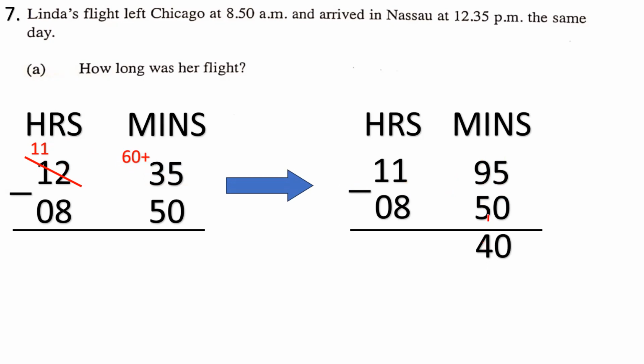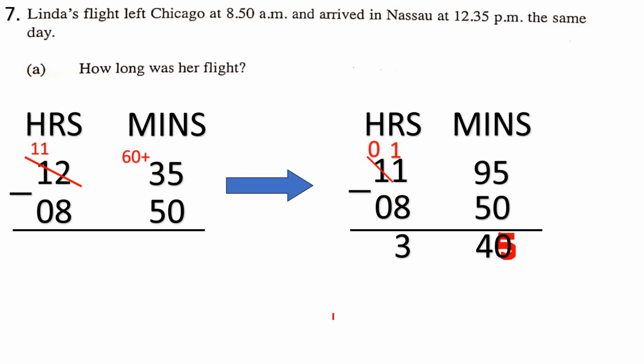Okay, so this is actually supposed to be 5. So let's change that. This is actually supposed to be 5 because 5 minus 0 is 5. So let's make a correction to that. Okay, and 11 minus 8. What is 11 minus 8? 11 minus 8 is definitely 3.